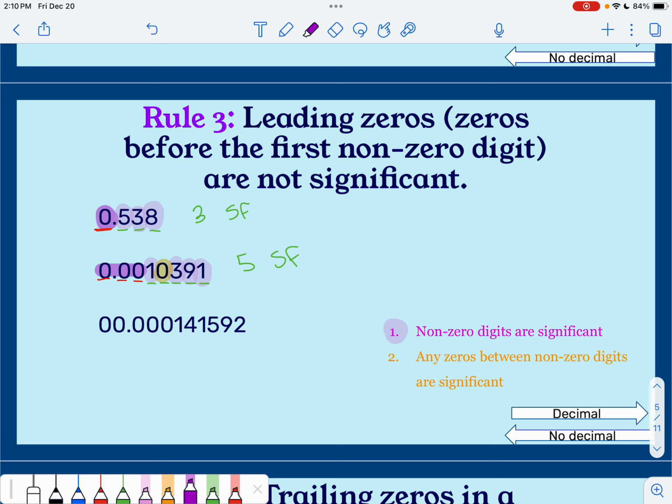Let's do the last example here. Again, let's look at how many leading zeros we have until they hit the first non-zero digit. None of those are significant because they are leading zeros. Now let's do the rest of the numbers. 1 is because of rule 1. 4 is because of rule 1. 1, 5, 9, and 2. All of those are significant because of rule 1. They are all non-zero. And I'm going to make this line a little more obvious so not to confuse you all. So the 1, 2, 3, 4, 5, 6. 6 significant figures. And that's rule 3.